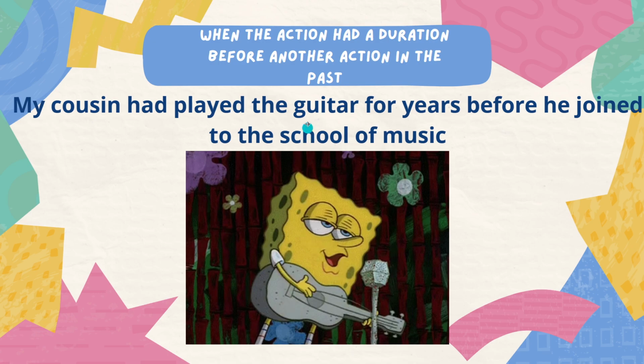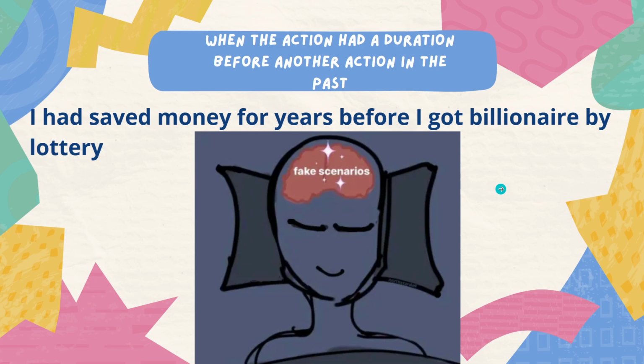The second function is when the action had a duration before another action in the past. So it's going to be: my cousin had played the guitar for years before he joined the School of Music. Another example: I had saved money for years before I became a billionaire by lottery. And of course, it is a fake scenario.